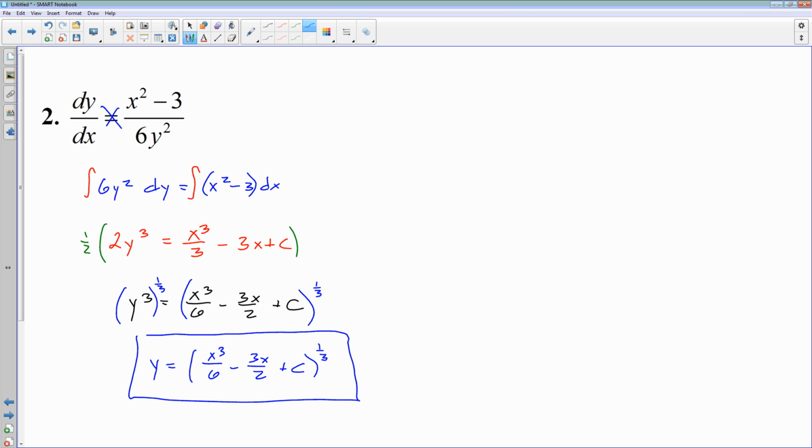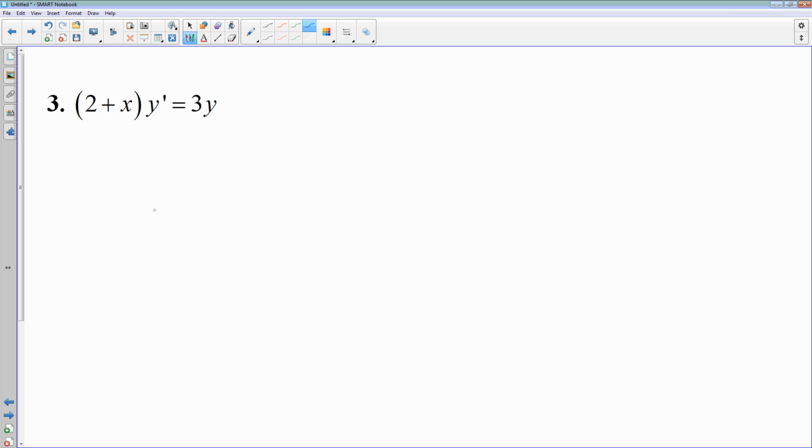And then I could give you an initial condition and say y of 0 equals 5 or something like that. And you could use that information to solve for c. But right now I'm just trying to get that initial solution after you separate and integrate. This one's going to be a little bit tougher. It's not primed and ready to cross multiply. The first thing I'm going to do is change my y prime to dy dx. So I'll have dy dx equals all this stuff. So I have 3y and 2 plus x.